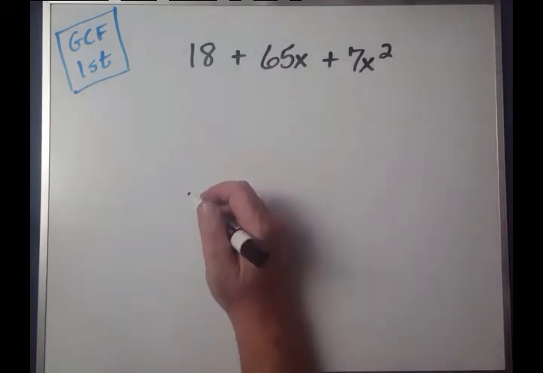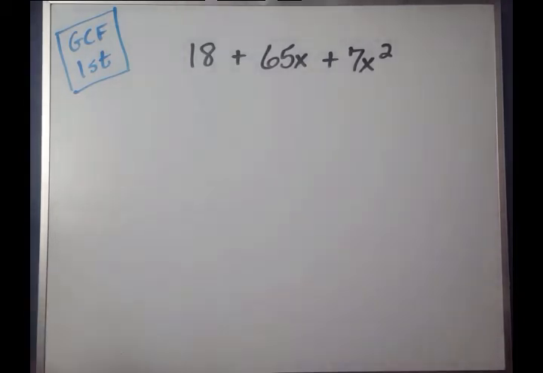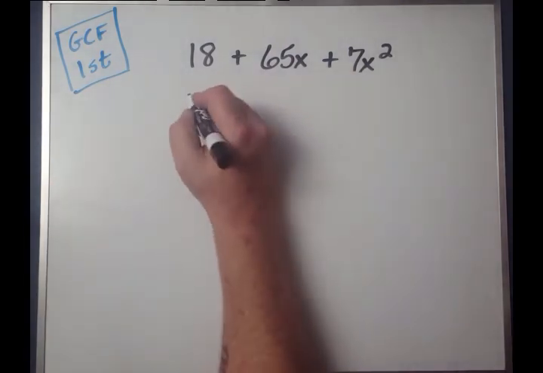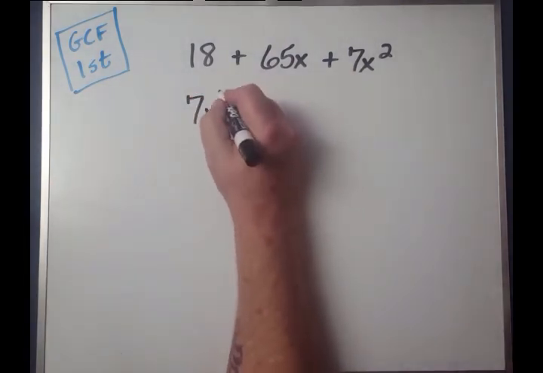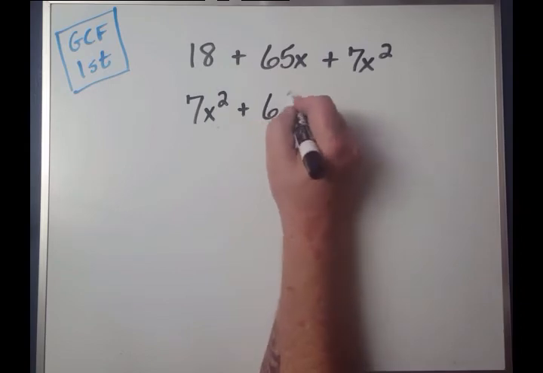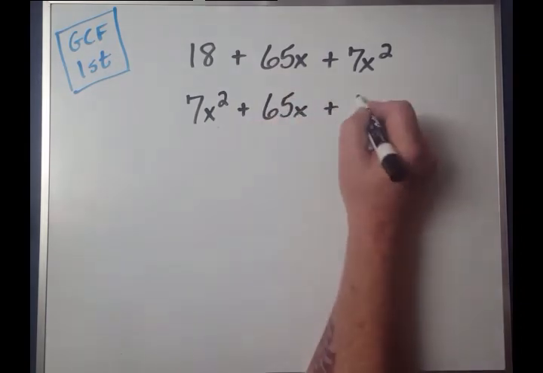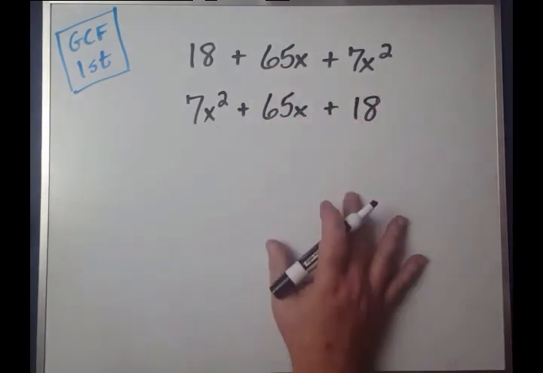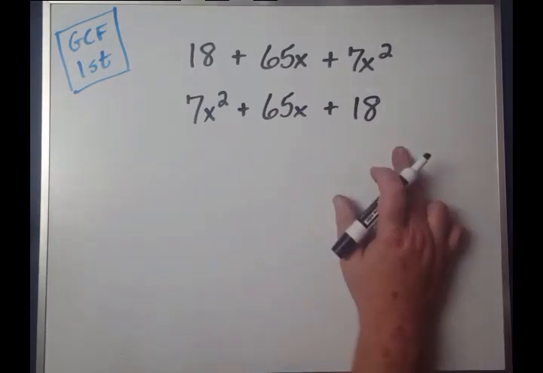Let's write this in descending powers. We're accustomed to having our squared term up front. So let's go ahead and rearrange this. Put the 7x squared up front, then my 65x in the middle, 18 at the end. Okay. Check for greatest common factor.